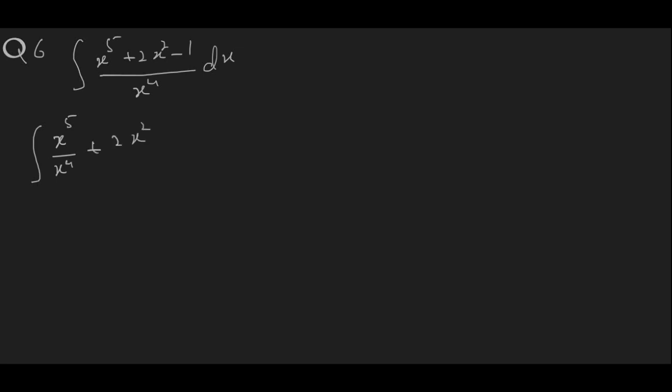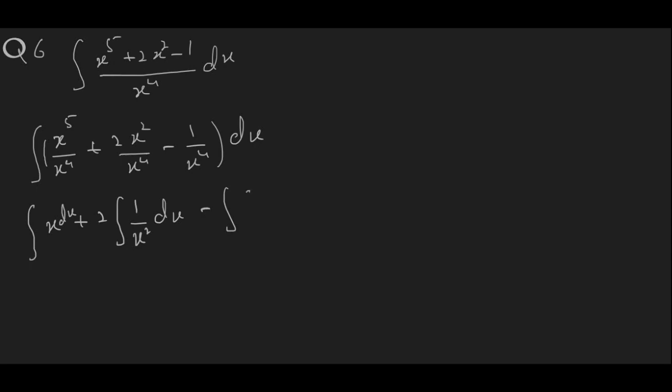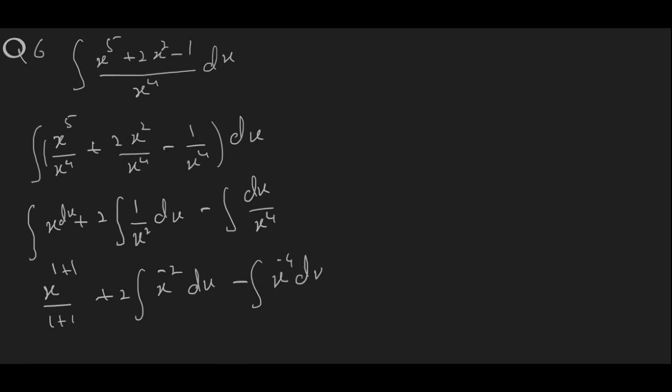Plus 2x^2 over x^4 minus 1 over x^4 dx. Integral x plus 2 integral 1 over x^2 dx minus integral dx over x^4. So x^(1+1) over 1+1 plus 2 integral x^(-2) dx minus integral x^(-4) dx.